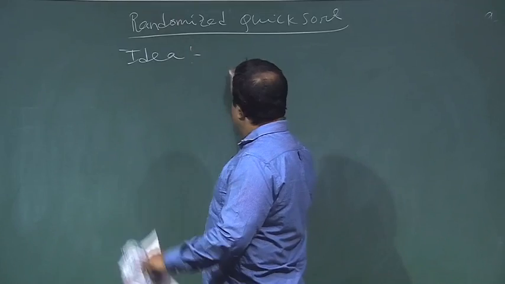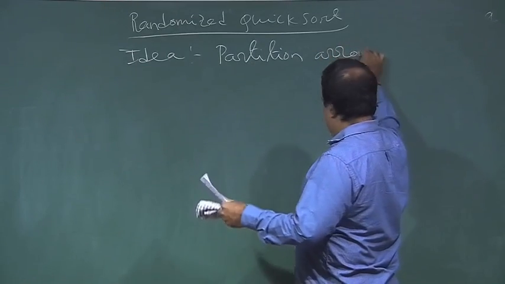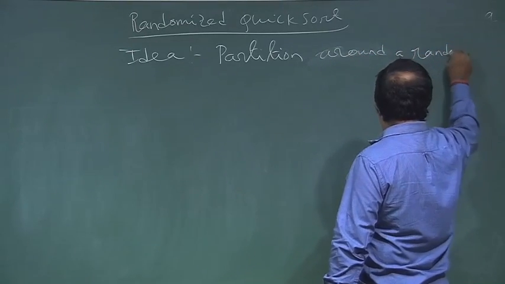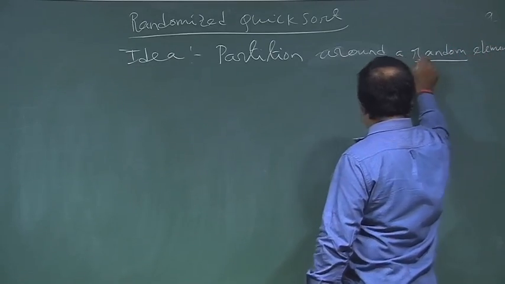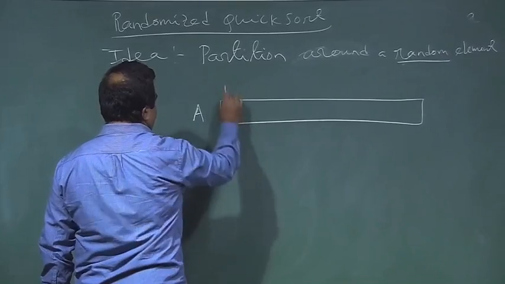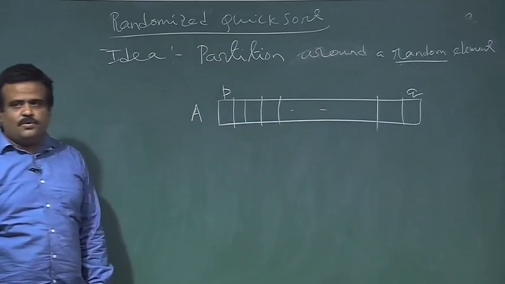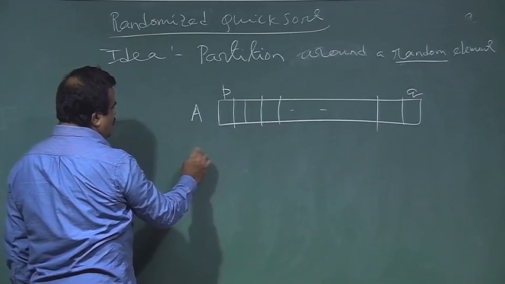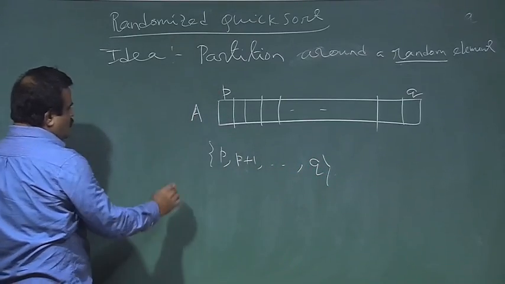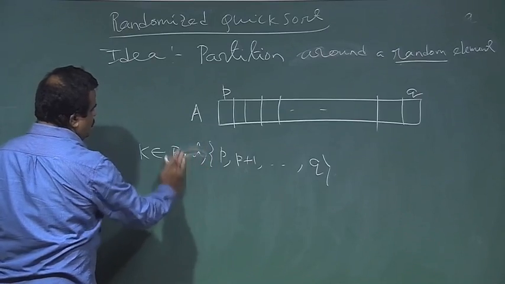So the idea is to partition the array around a random element. So we are choosing the pivot randomly. Okay. We have a given array, starting from P to Q, say. Initially it is 1 to n. Any element, at any position, could be a pivot element. So we just choose a random number k from the index set p plus 1 up to q. From this index set we choose k randomly. We generate a random number.